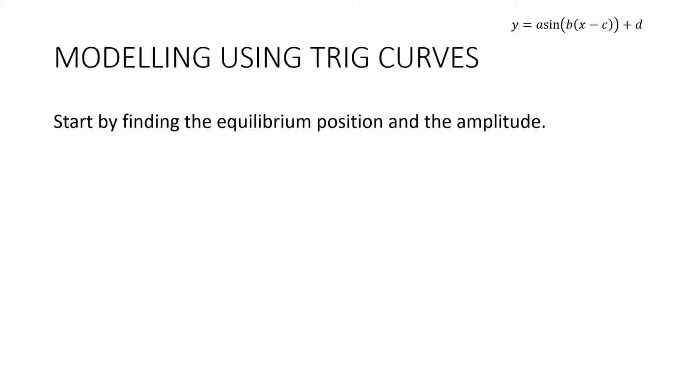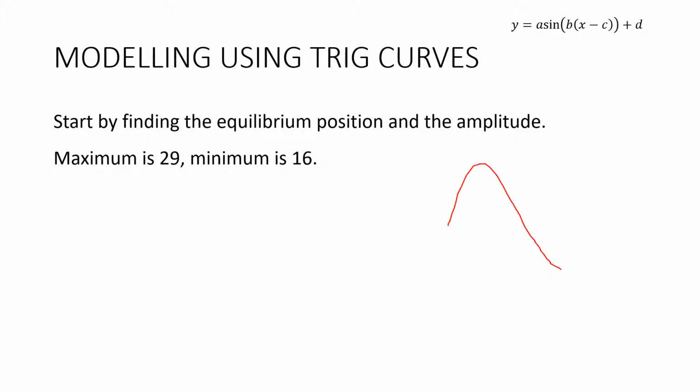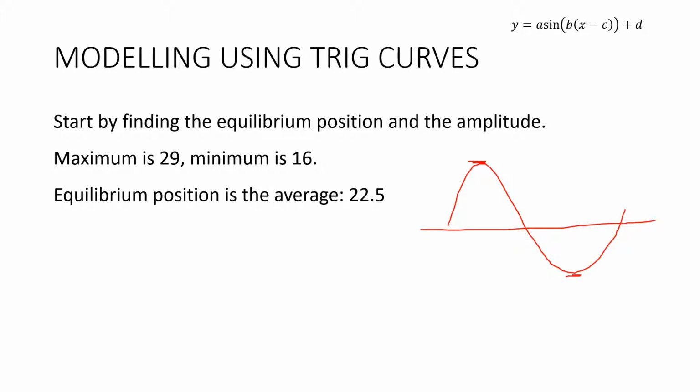Now this seems like a really difficult question, and it's not easy, but in an exam it'd be scaffolded and you'd be led through it. But we would always start by finding the equilibrium position and the amplitude. Now, I'm not going to put the data up again, but the maximum was 29 and the minimum is 16. So when we're finding the equilibrium position, we're finding the center of the data, if you like, or the line about which this is oscillating. So we're going to take the max and the min and find the average. And so the equilibrium position for this temperature is 22.5.